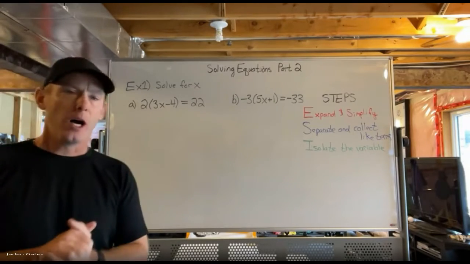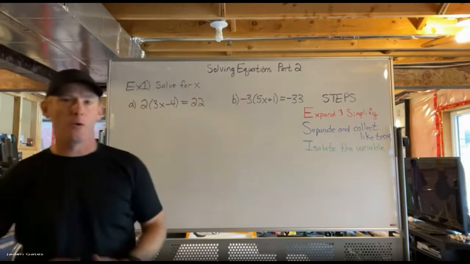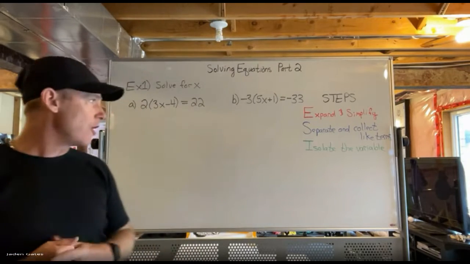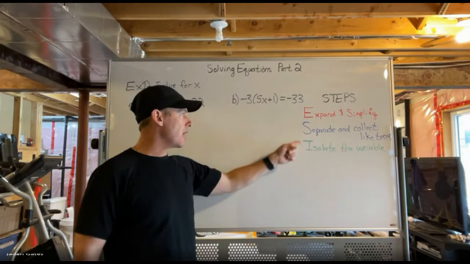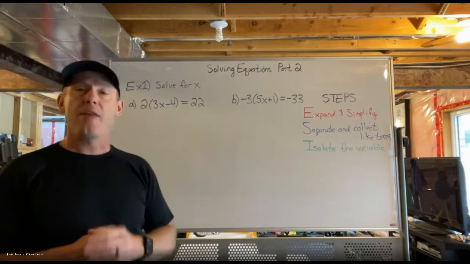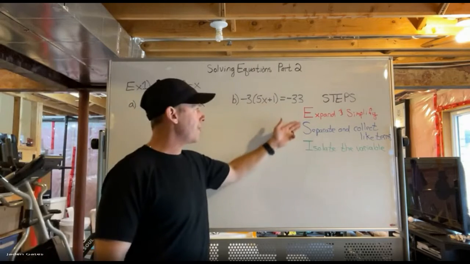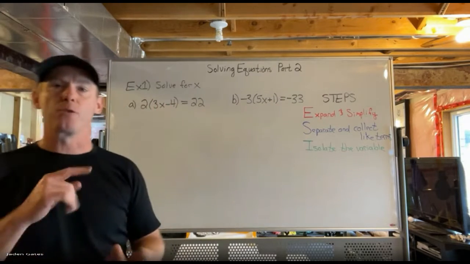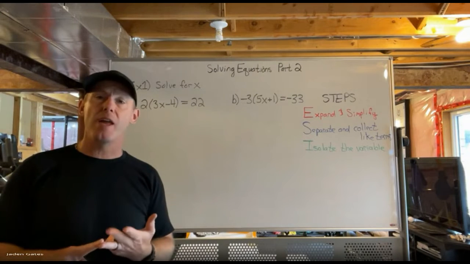All right, so we are into solving equations part 2, the sequel. Now, in part 1, we looked at solving equations where the steps that we used were just the S and the I. All we had to do was separate and collect like terms and then get the variable by itself. Now we're going to look at using all 3 steps. And so I'm going to have to expand and simplify first, separate and collect my like terms, and then isolate my variable.